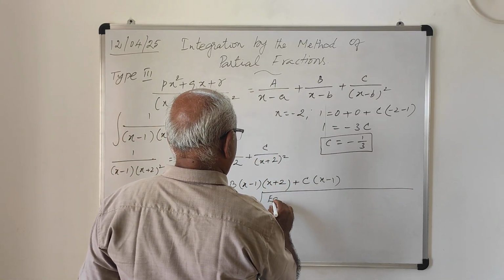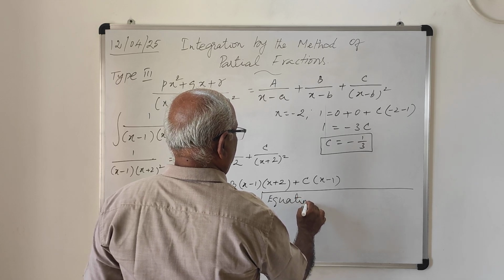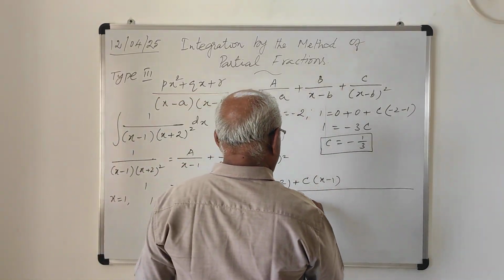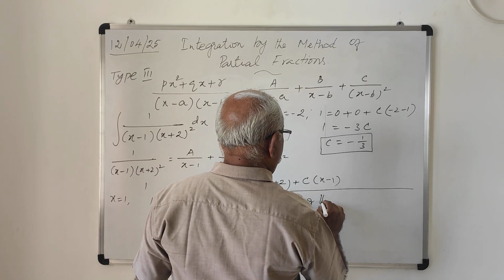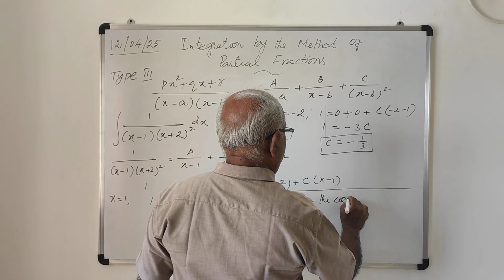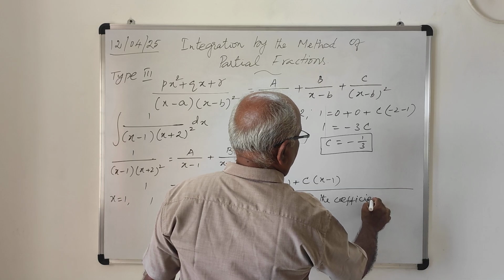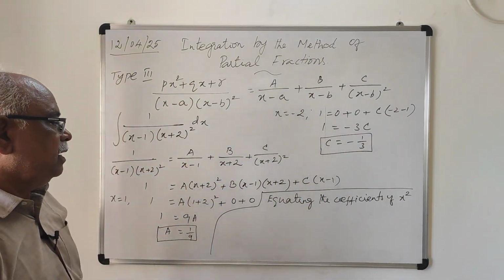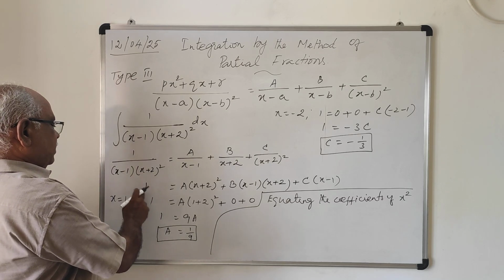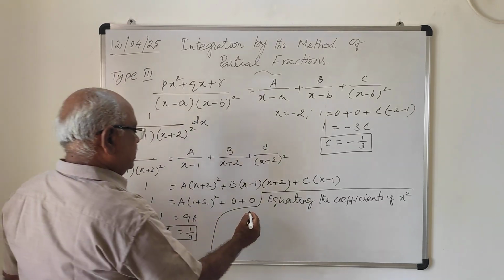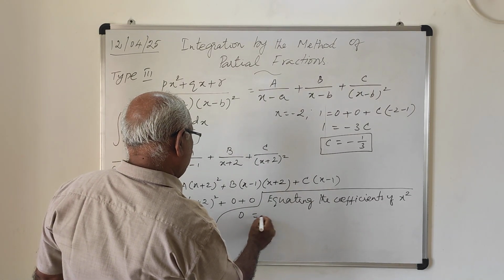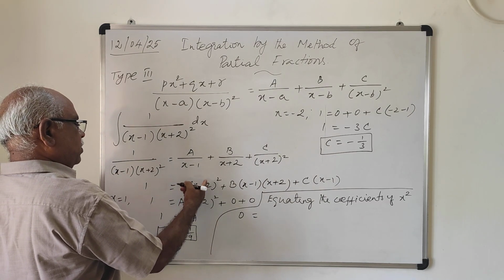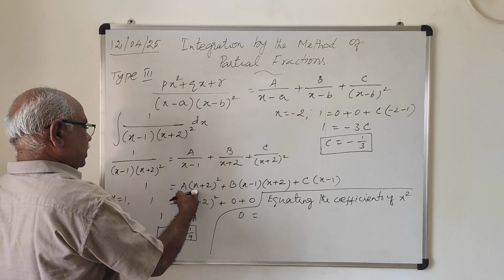Here, equating the coefficients of x square on both sides. On the left hand side there is no coefficient of x square in the expression. Therefore 0 equal to x square coefficient is A, because if you expand this x plus 2 whole square you get x square into A. So the coefficient of x square is A.